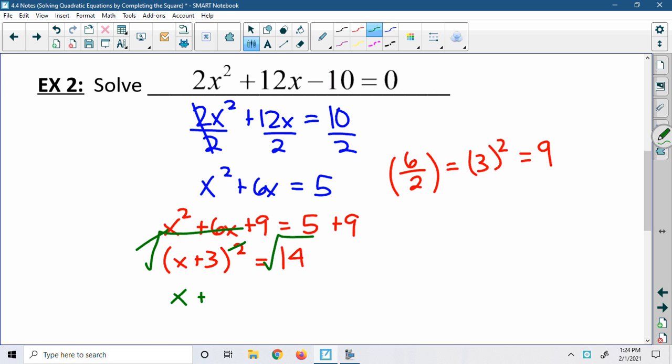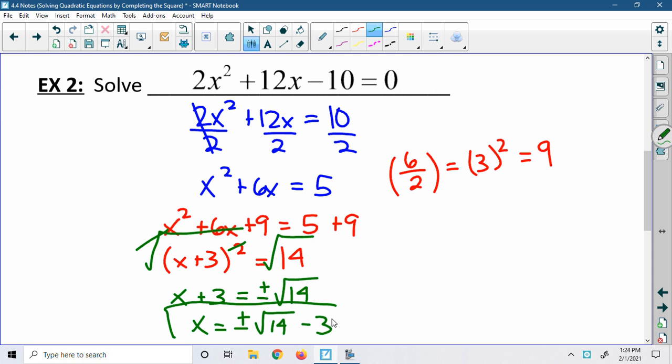So we will have x plus 3 equals positive or negative square root of 14. The square root of 14 doesn't simplify at all. Now we need to subtract this 3 over to the other side, and we will have gotten x by itself. Now, this is one possible way to leave your final answer. That's called exact form. You leave it in square root form.